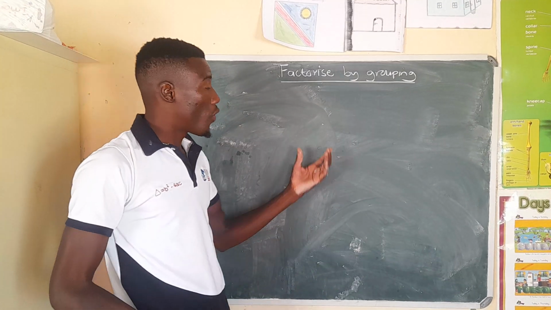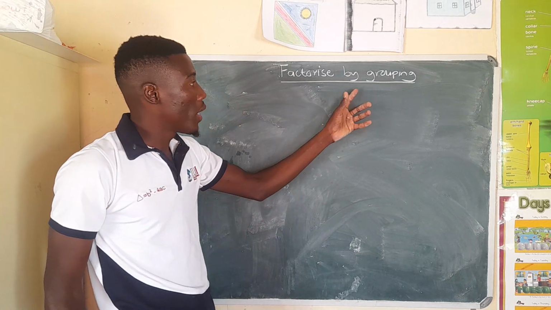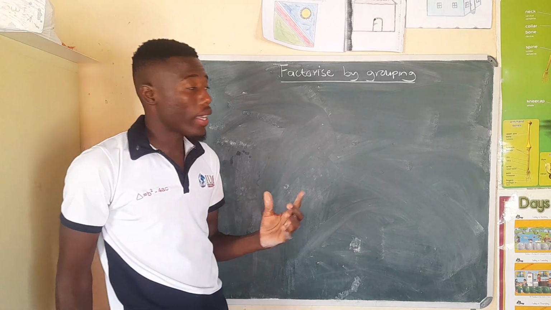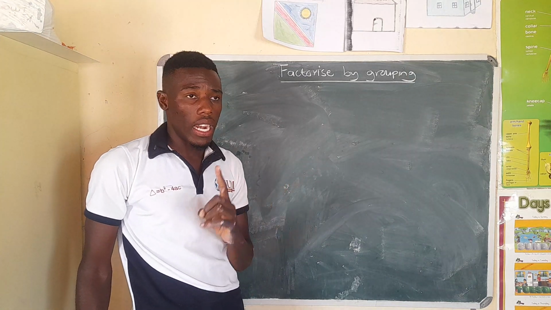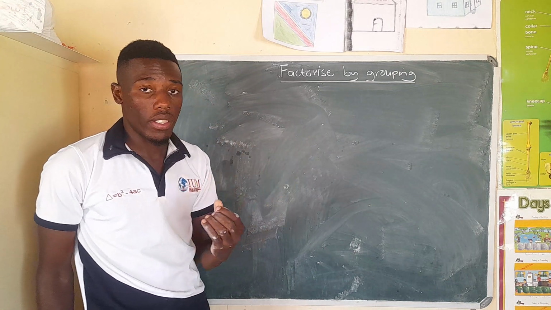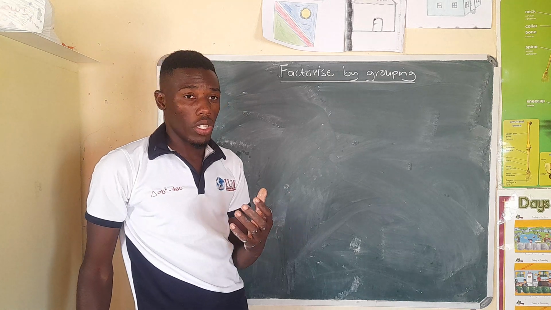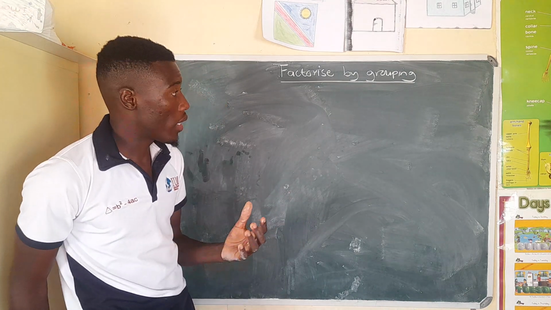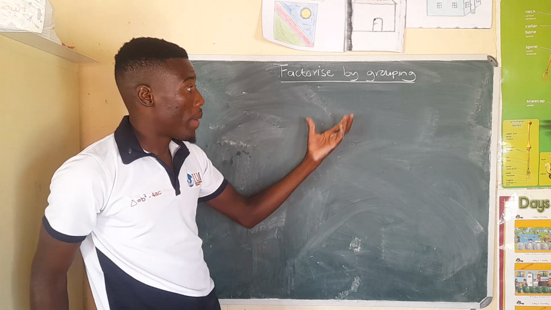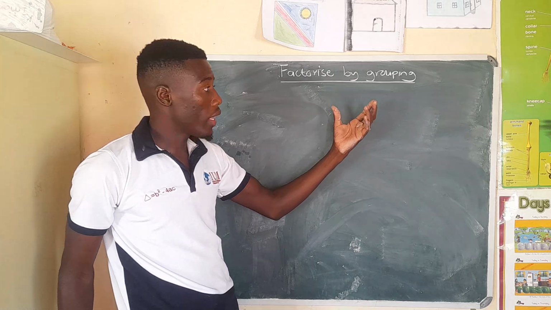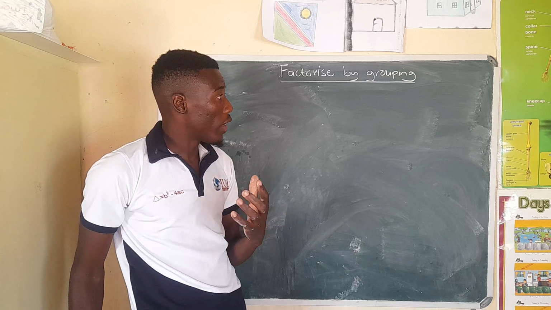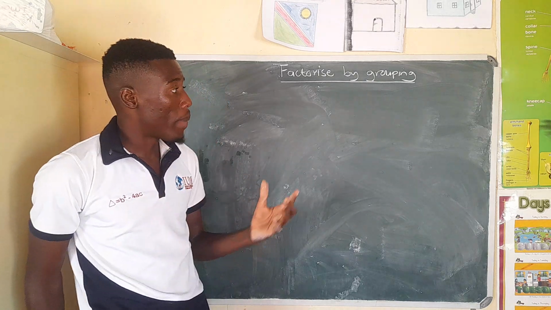Alright, for today we are going to factorize by grouping. This is the topic that we're going to do today. It's a topic in grade 10, 11 that needs emphasis, and students have to be directed on what they must do when they are asked to factorize by grouping. Then I'm going to explain to you what you need to do when you are asked to factorize by grouping.